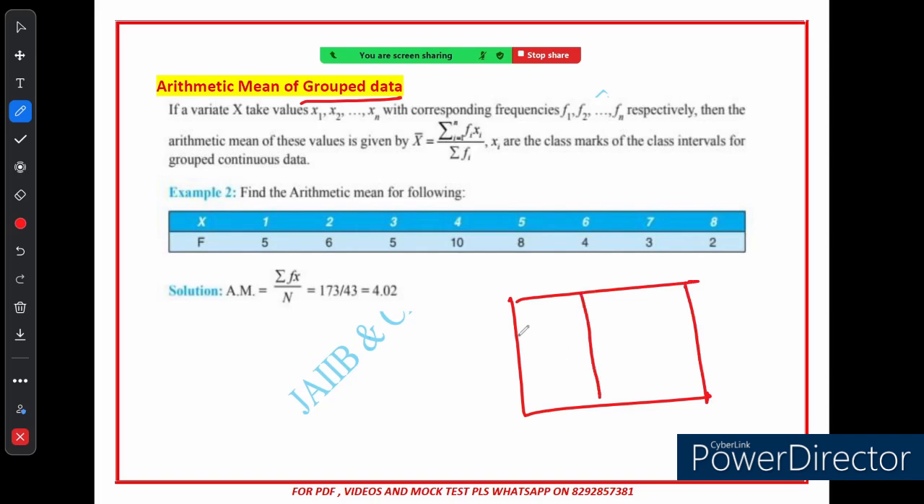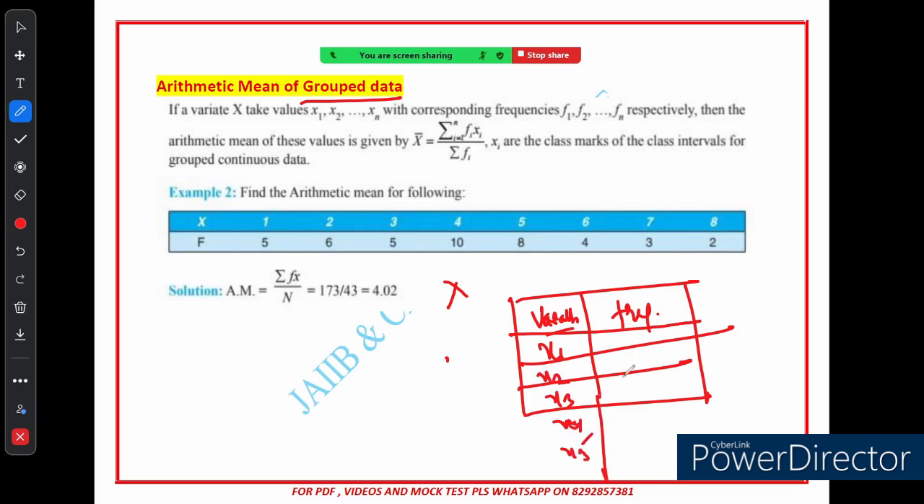It is divided into two columns. On the left side you will see the variable, and on the right side you will see the frequency. So suppose there is a variate x which takes values x1, x2, x3, x4, x5, and the corresponding frequencies are f1, f2, f3, f4, f5. This is the case of grouped frequency. We already covered grouping and ungrouping in the first lecture, in unit 1. We know about it, right?